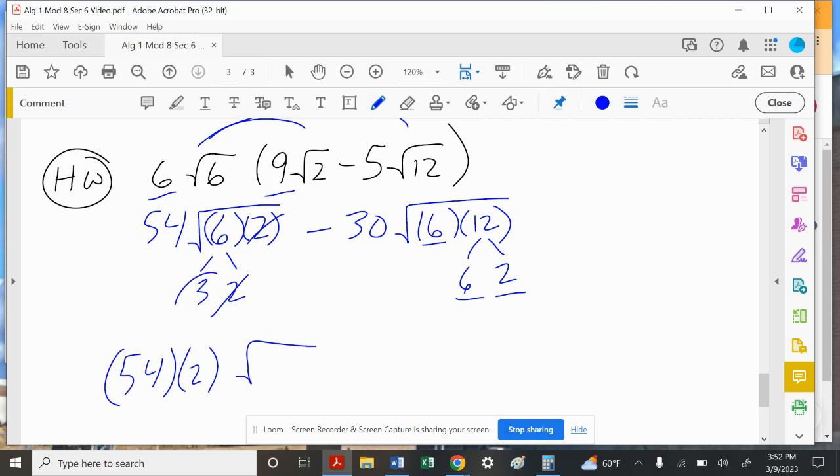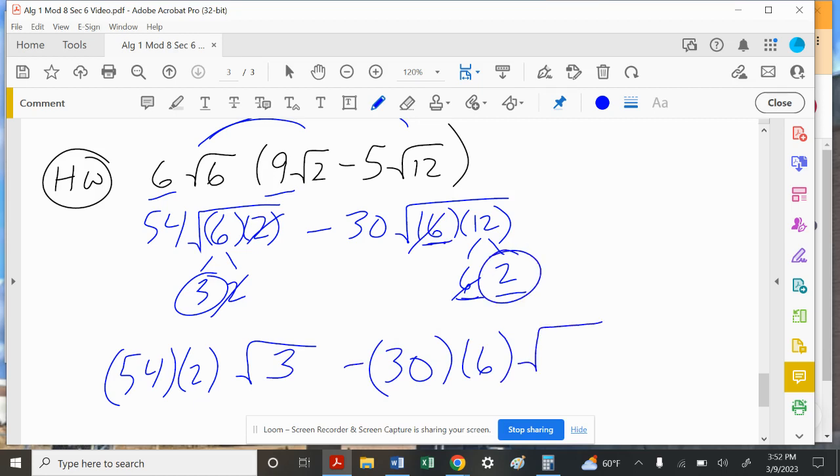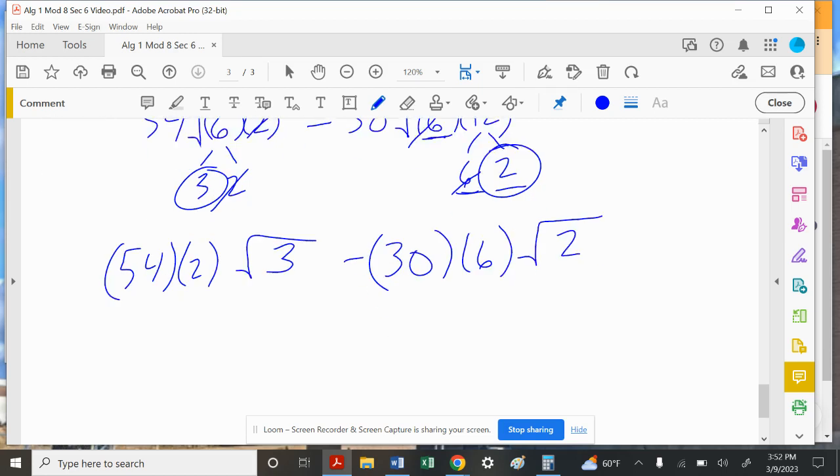What do I have left? I have a 3 left over. On the other side, I have 30. I have this 6 and this 6. Those cancel. And 1 comes out. Square root, and the only thing I have left is a 2. And now 54 times 2 is 108.